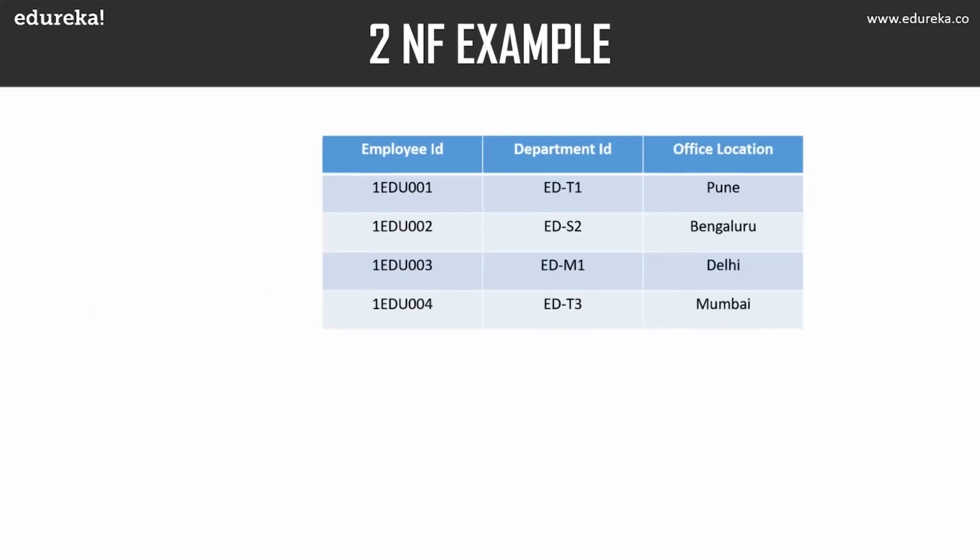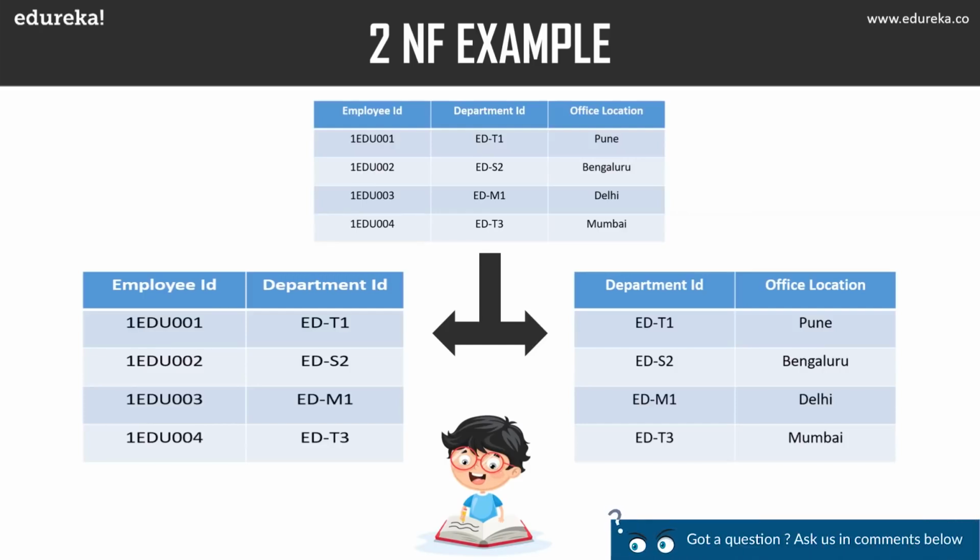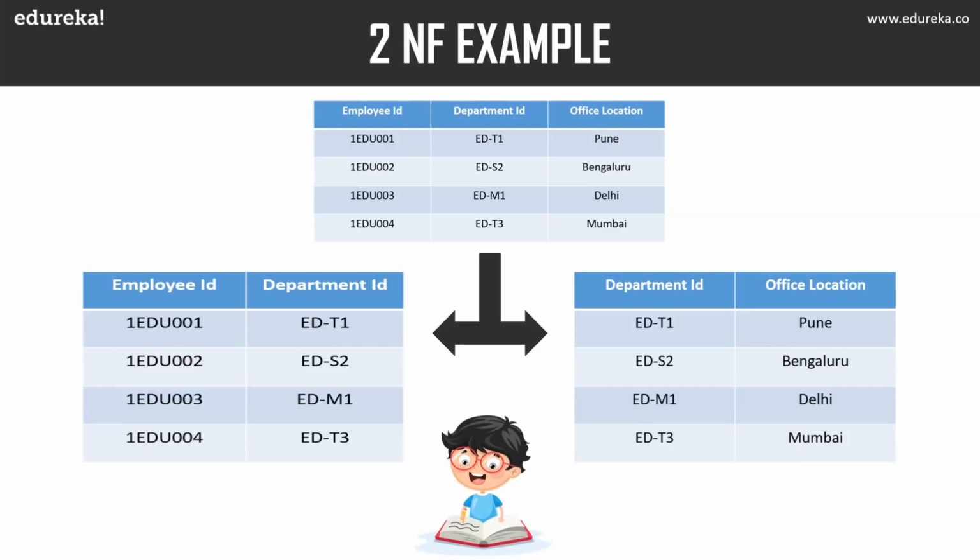So what to do in such a scenario? The answer is simple. Split the table accordingly. To bring this table to second normal form, we need to break the table into two parts, which will give the following tables. The first table has employee ID and department ID as columns. The second one has department ID and office location as columns. As you can see, we have removed the partial functional dependency that we initially had. Now in the table, the column office location is fully dependent on the primary key of that table, which is nothing but department ID. I hope you have understood second normal form.